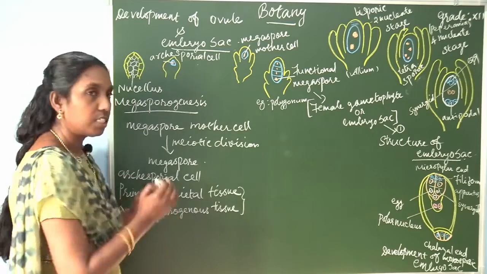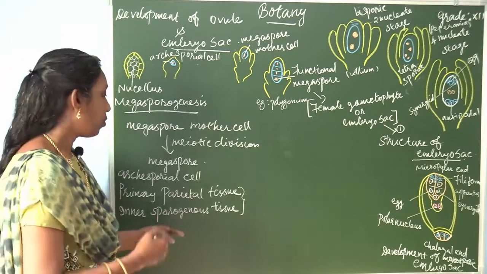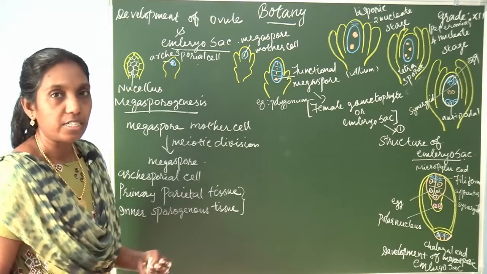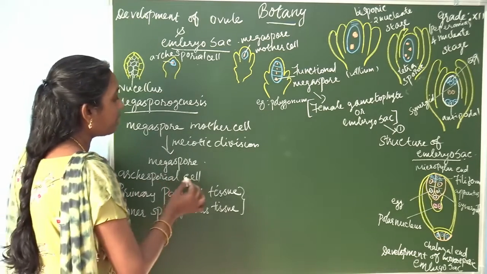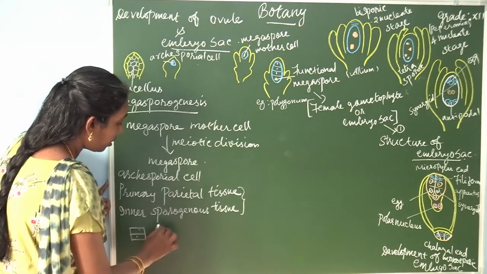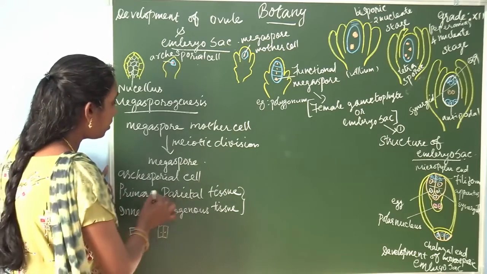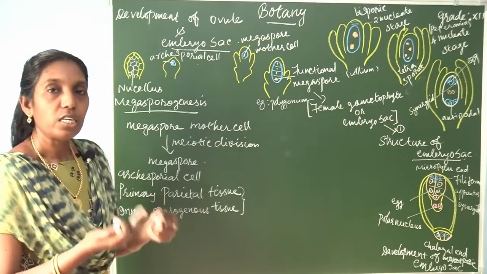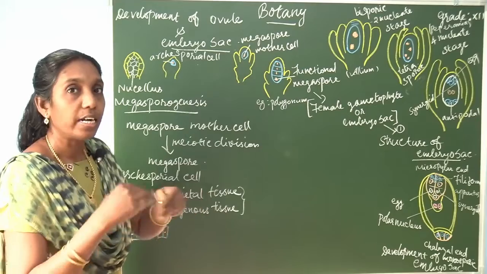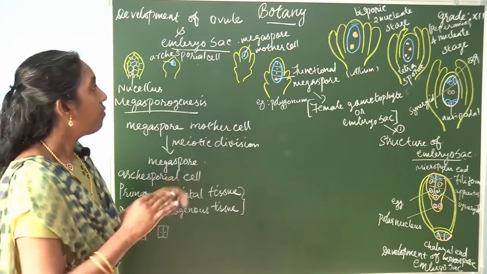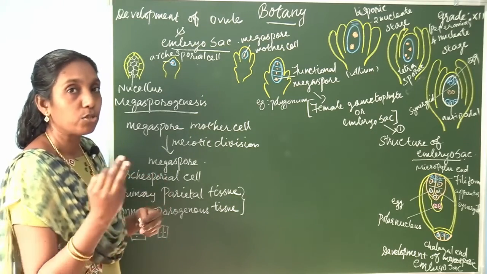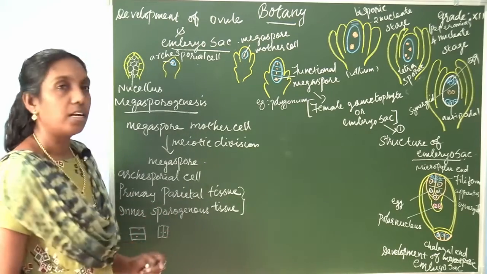If these two regions are developed, the primary parietal tissue, the outermost layer, undergoes periclinal and anticlinal division. As mentioned earlier, in periclinal division the division is parallel to the surface of the tissue, and anticlinal division is the other type. If the archesporial cell directly functions as megaspore mother cell, there will not be a division. If not, it undergoes divisions and forms two kinds of tissue: primary parietal tissue and sporogenous tissue.